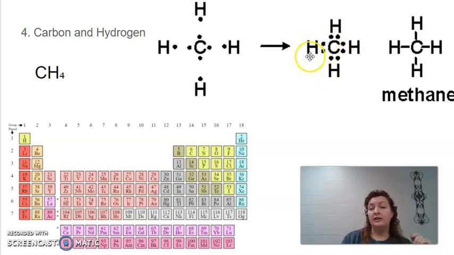So hydrogen is stable and happy. It has a full outer shell, even though it's not an octet, it's a full outer shell, okay? And carbon does need a full octet. So all of a sudden now it can have a full octet based off of that, all right? And this is methane, just in case you guys didn't know. So the chemical formula is CH4 because we use 4 hydrogen and only 1 carbon.